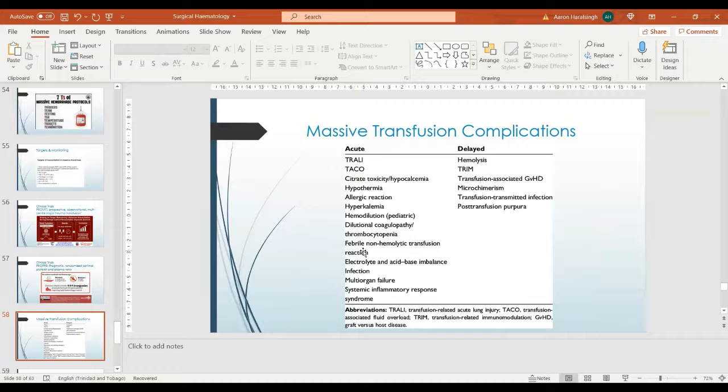You can get febrile non-hemolytic transfusion reactions because of all of the cytokines being expressed by those leukocytes. You can have electrolyte and acid-base disturbances. There's an increased risk of infection and sepsis, an increased risk of SIRS as well, all in the acute phase. In the delayed phase, there's an increased risk of hemolysis as well as transfusion-related immunomodulation and transfusion-associated graft-versus-host disease.